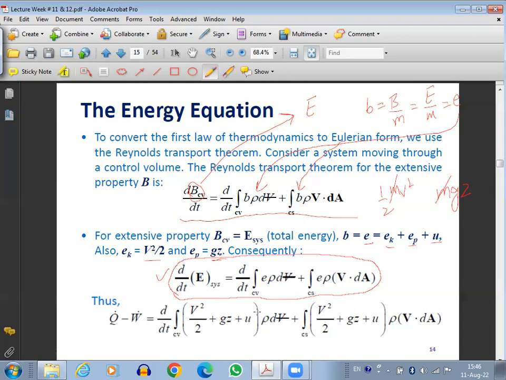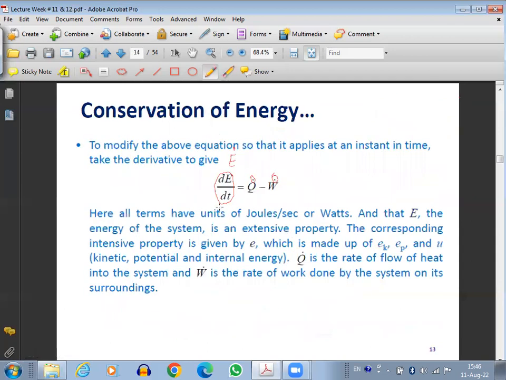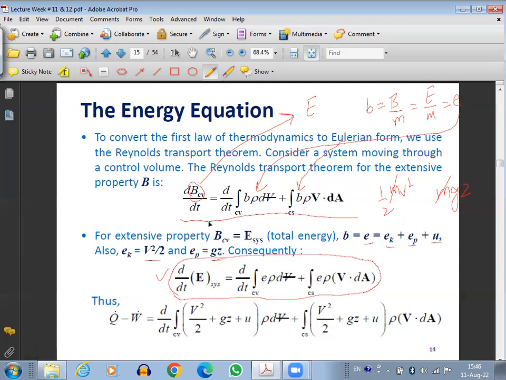Now, what is the rate of change of energy in the system? The first law of thermodynamics, which we already determined, the rate equation, says dE by dt is basically q dot minus w dot, and this is what we are going to replace it with here. And here we have small e, which we can expand and place all the terms: v square upon 2 plus gz plus u. And here also we write v square upon 2 plus gz plus u. So our Reynolds transport theorem becomes like this.